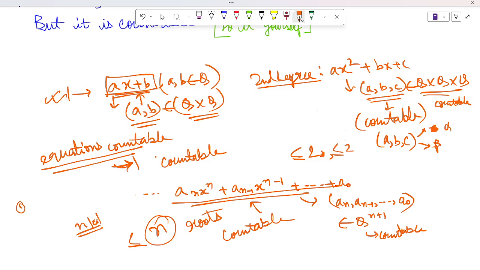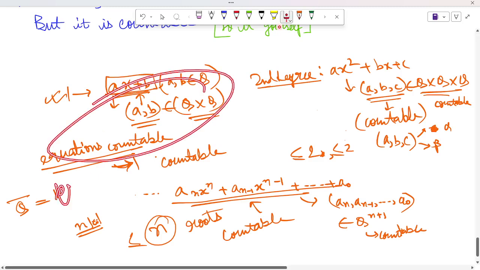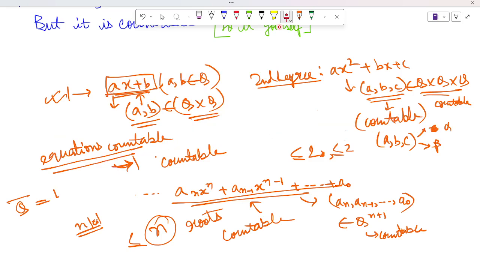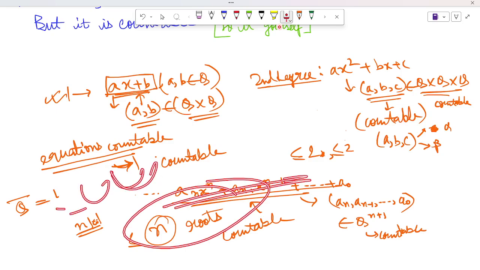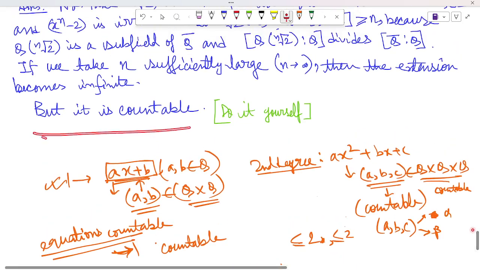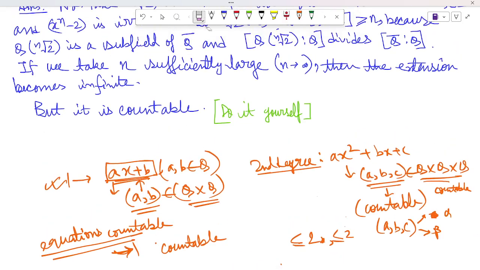So now, what is Q closure? Q closure is the union of these sets. How many am I getting from degree 1? A countable set. Union degree 2 solutions, again both are countable, so the union is countable. Now how many am I getting from n? Take the countable union, and it remains countable. So gradually I am taking unions of countable sets, so it is countable. Do you understand?